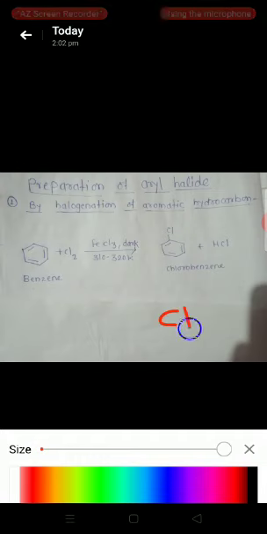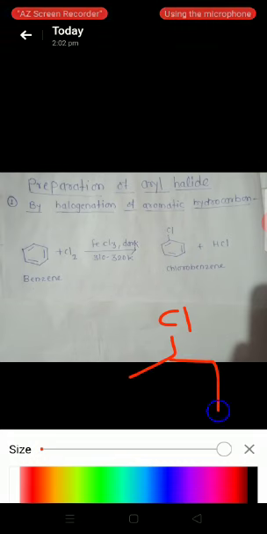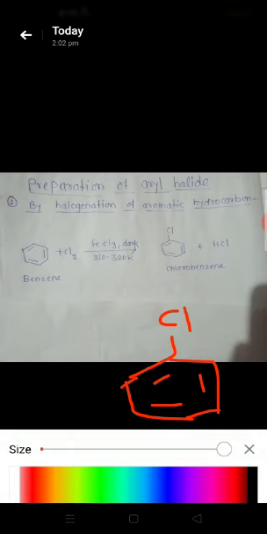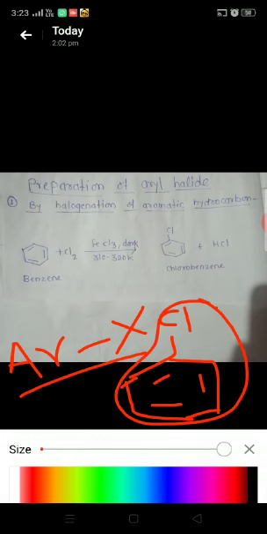The first preparation is by halogenation of aromatic hydrocarbon. We have to prepare aryl halides, that means halogen group chlorine, bromine, fluorine or iodine attached to aromatic rings. These are the aryl halides represented by ArX. The preparation of this aryl halide is from benzene or aromatic compound.